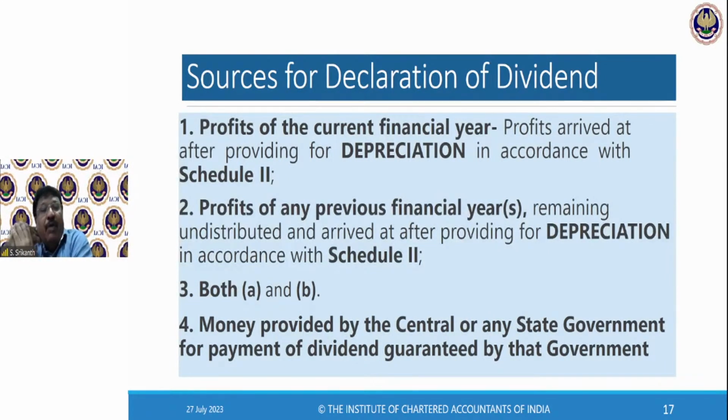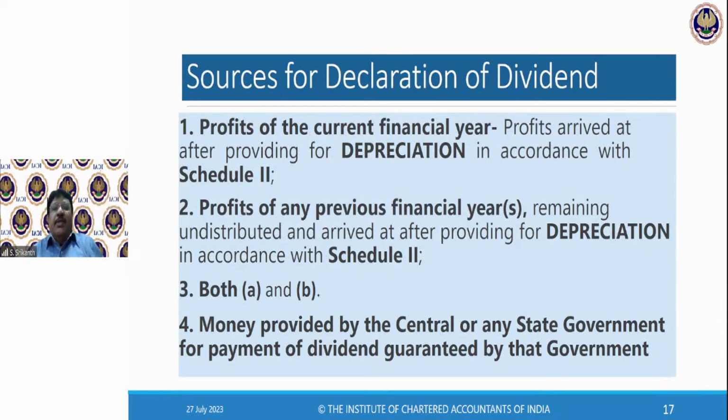Similarly, you can use profits of any previous year remaining undistributed, meaning surplus in the P&L account other than the current year. But that has to be arrived at after depreciation was provided in those years. So both A and B can be used, or money provided by the central government or state government for payment of dividend guaranteed by that government.